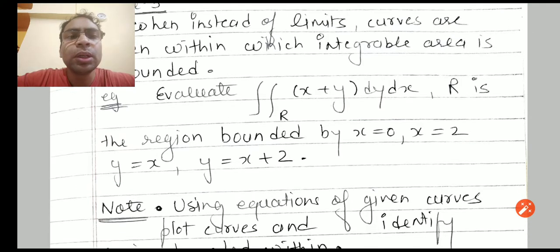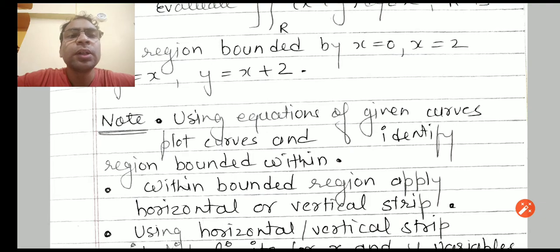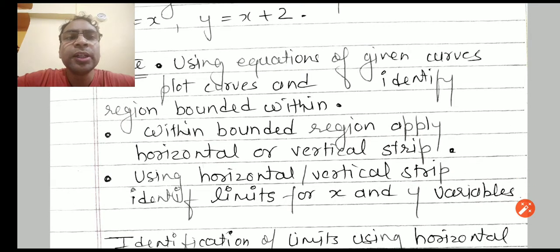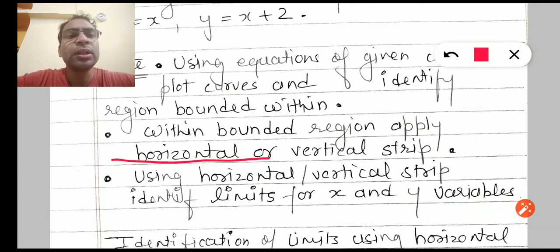So to solve this using equations of given curves, first we need to plot the curve and identify the region bounded within that boundaries. Then within the bounded region, we'll apply either a horizontal or a vertical strip. So we have to follow this strip method. There are two methods. We can apply either a horizontal strip or a vertical strip.